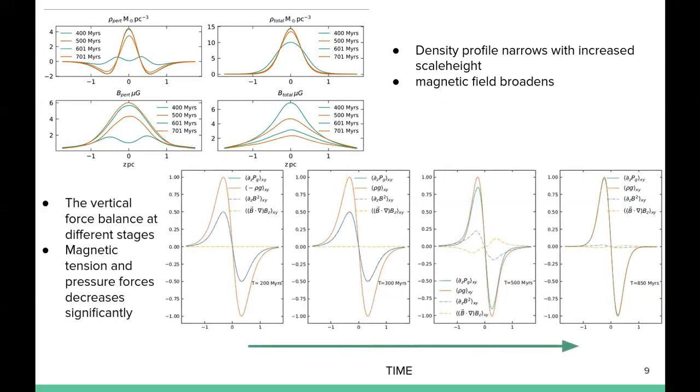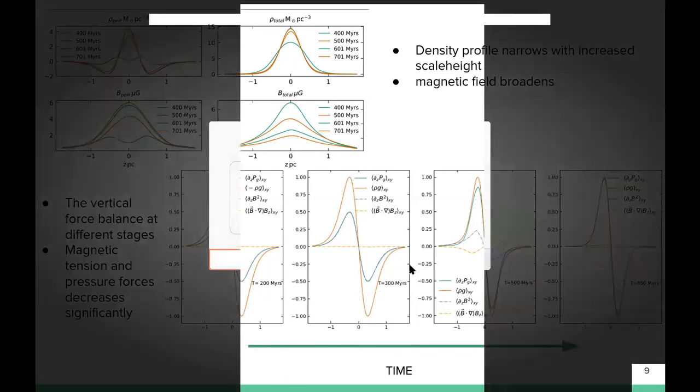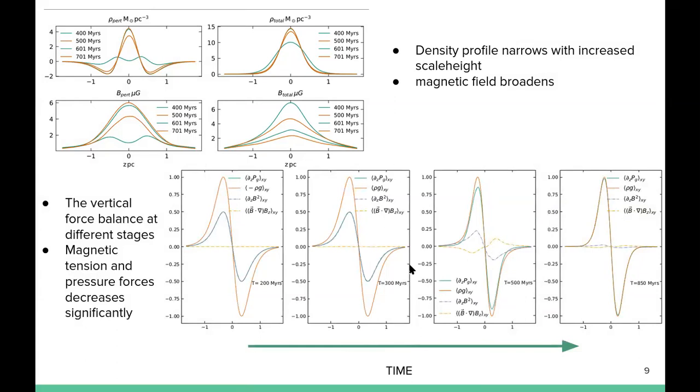So to understand it a bit more, we look at the different force components in the momentum equation. So given the time evolution of the magnetic pressure, density, thermal pressure, magnetic tension, and gravitational pressure forces, the gradient of these pressures, basically the force components at different times, that is 200 megayears, 300 megayears, 500 megayears, and 850 megayears. So that is linear to late nonlinear.